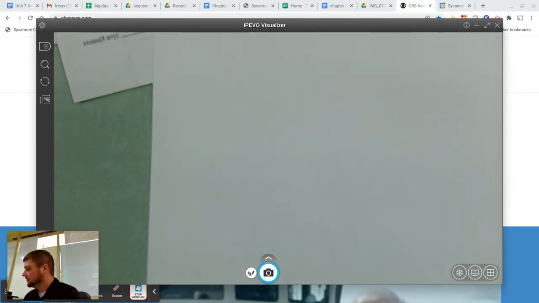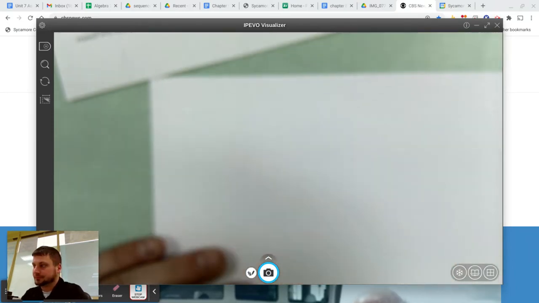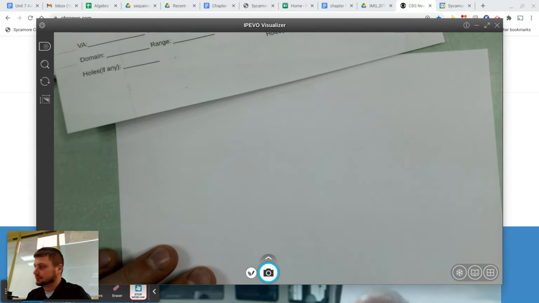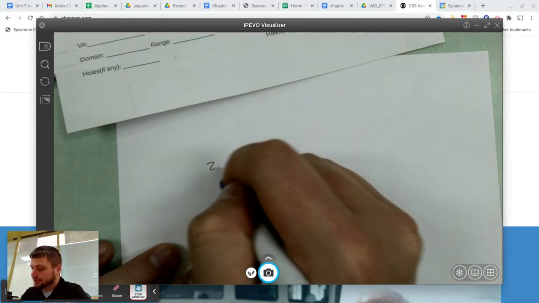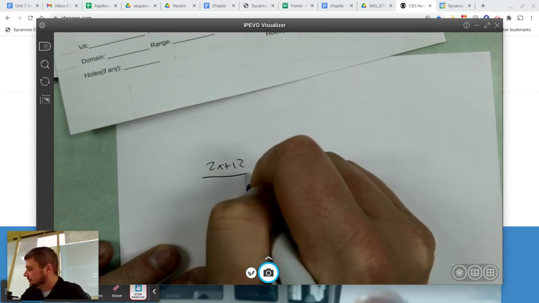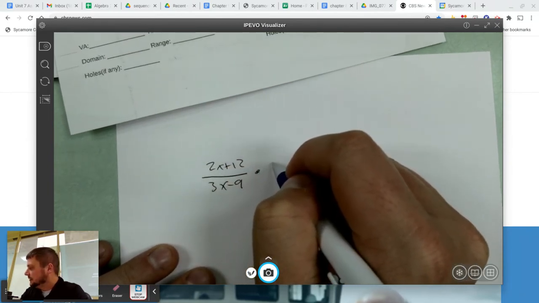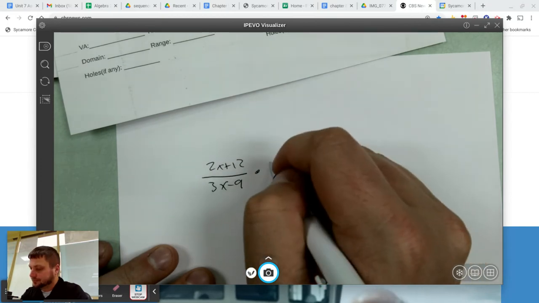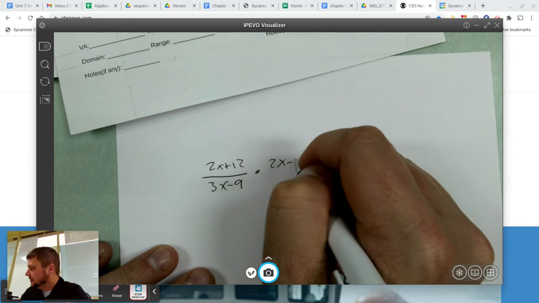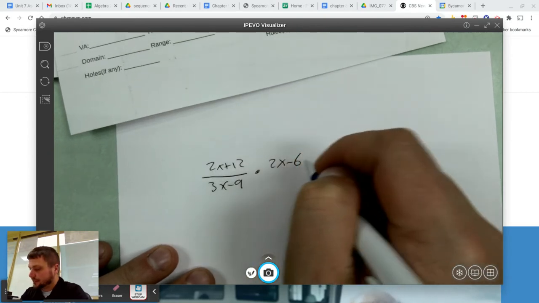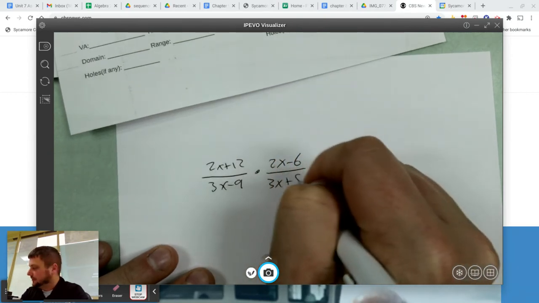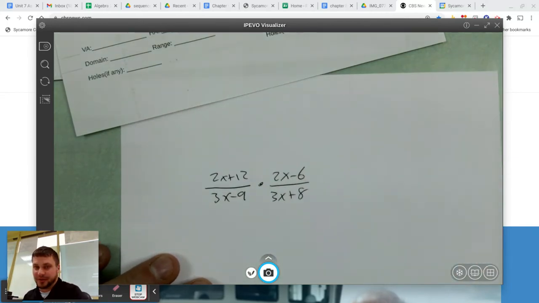We'll try two more just to show you some different types of factoring here. How about this? 2x plus 12 over 3x minus 9, times 2x minus 6 over 3x plus 8. I don't know if this one's going to be good, guys. Sorry, this one looks a little weird. We'll see what happens, okay?